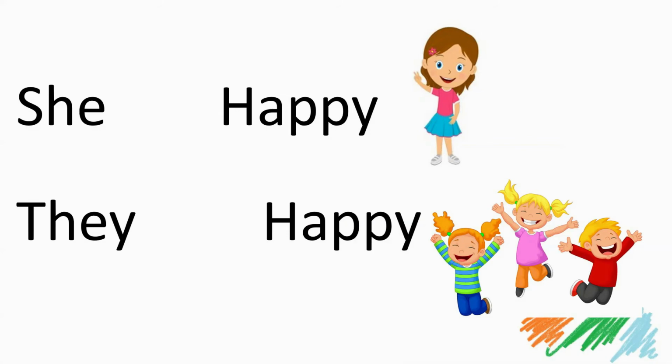So how are we going to speak it? She is happy. Right? But in the second line, see, there are 3 children, right? 2 girls and 1 boy. And all of them are very happy. But they are more than 1, right? So what are we going to say? They are happy.